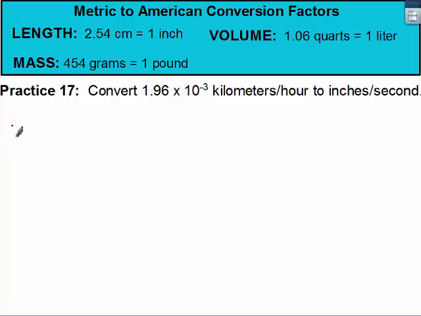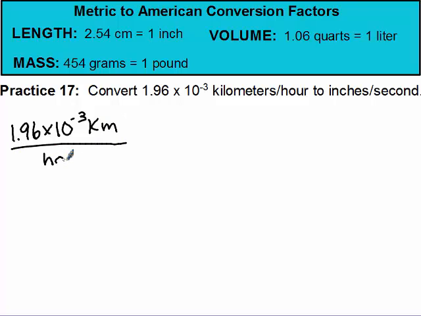How you're going to write that? Kilometers goes on top, hours goes in that box on the bottom. We're going to pick one of them to start with. You could start with kilometers or hours. We're going to go ahead and start with kilometers just because it's on top. So I'm going to ignore the hours. Kilometers has to go on bottom.